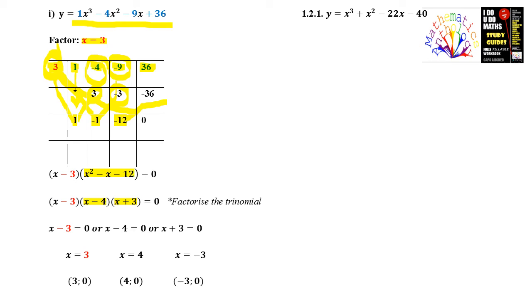Now again in this column you do what it says. It says positive 36 on the top, negative 36 underneath. So do what it says. 36 minus 36 gives me 0. You must end with 0.